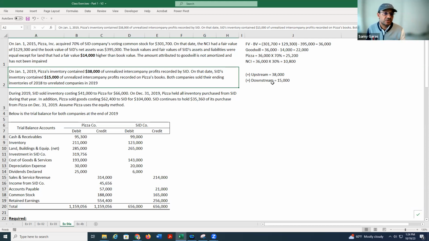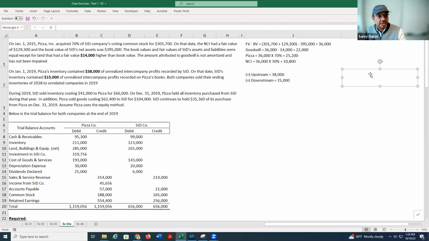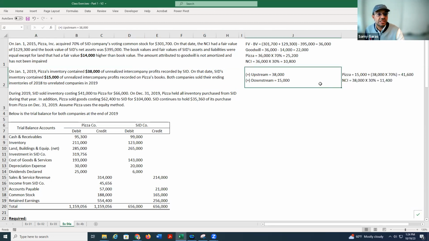And I will add it to my balances of net income. Why? Because they have been consumed this year. However, the unrealized gain from the upstream will be divided between the parent and the subsidiary, but the unrealized gain from the downstream will remain only for the parent. So for the total unrealized gain for the parent, you will see that we have the downstream amount plus the portion of the upstream. And the same thing for the upstream, I give another portion to the NCI.